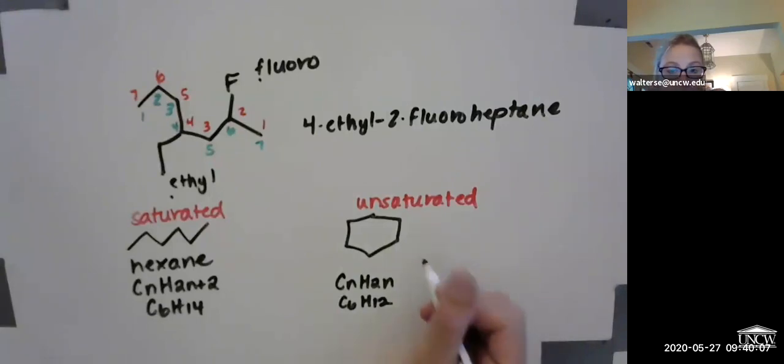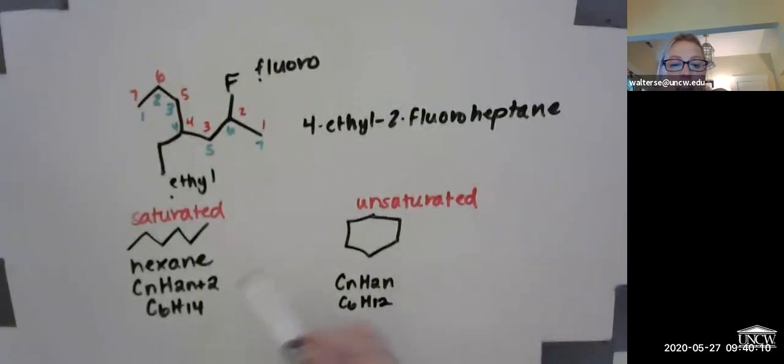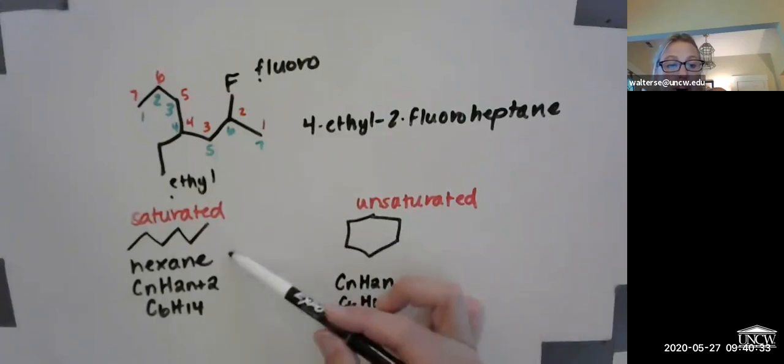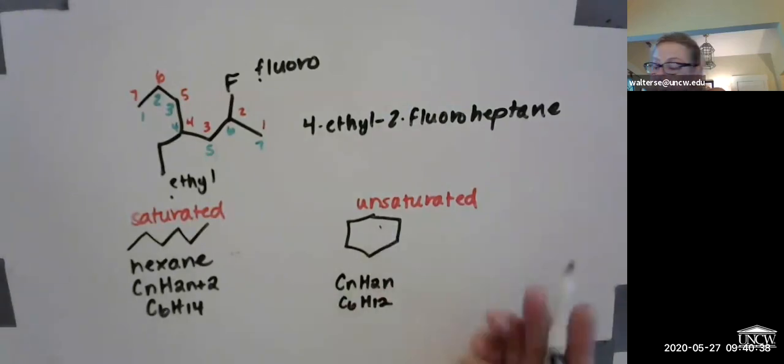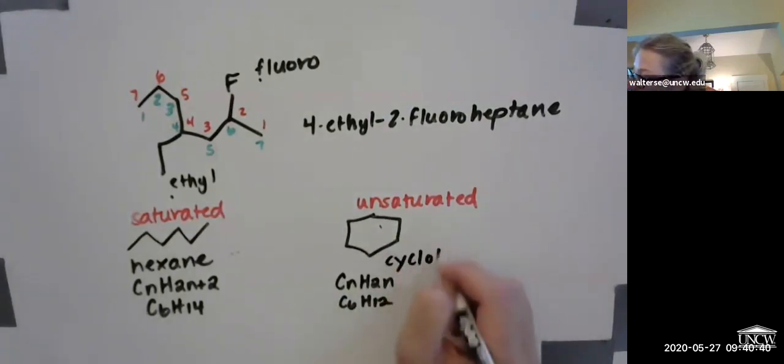We'll talk more about that in chapter 15. So these aren't the same compound because they have different numbers of hydrogens, but they have the same number of carbons and all carbon-carbon single bonds and carbon-hydrogen single bonds. To name the rings separate from the chains, you just write cyclo in front of it. So this is cyclohexane.